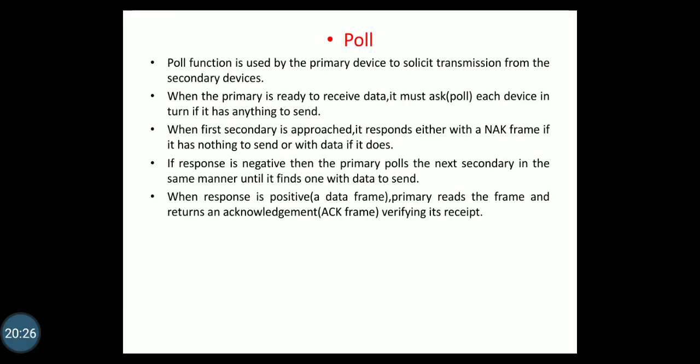But if the response is negative, which is a NAK frame, then the primary polls the next secondary in the same manner until it finds one with data to send. When the response is positive, that is a data frame, the primary reads the frame and returns an acknowledgement ACK frame verifying its receipt.